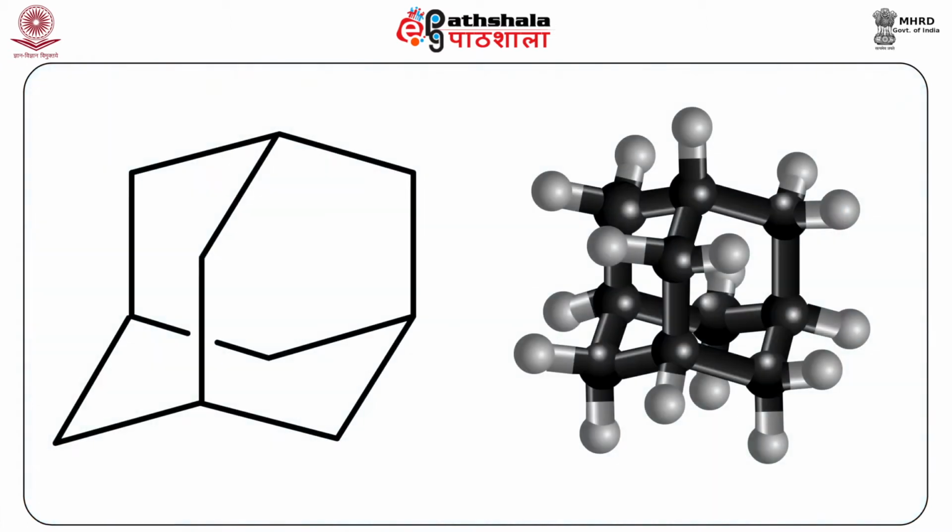The word adamantane is derived from a Greek word adamantinos, which means relating to steel or diamond. Adamantane is a colorless crystalline compound with a camphor-like odor. Its melting point is 270 degrees Celsius. Its molecular formula is C10H16.